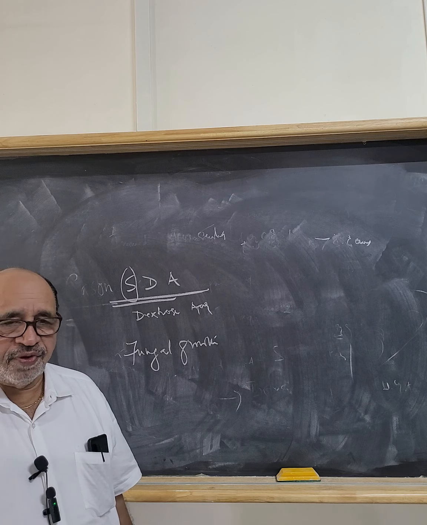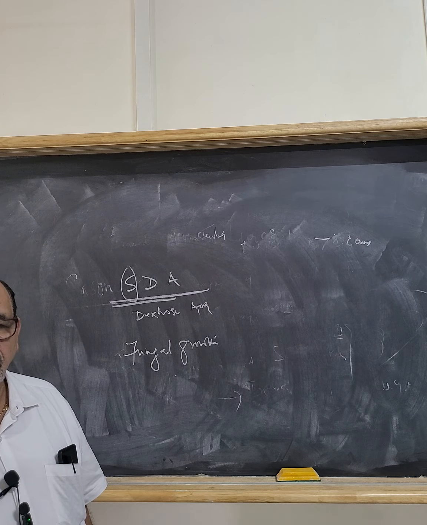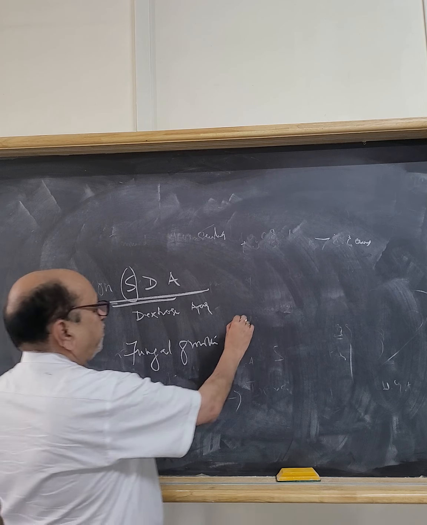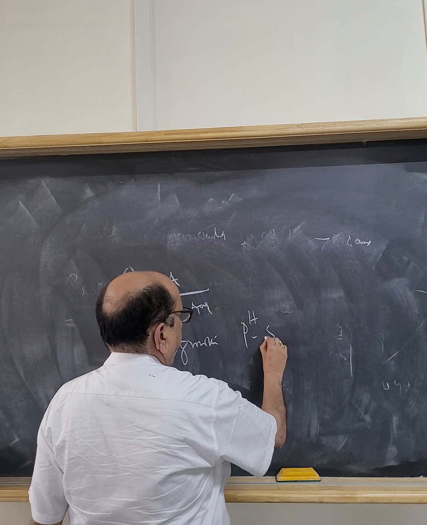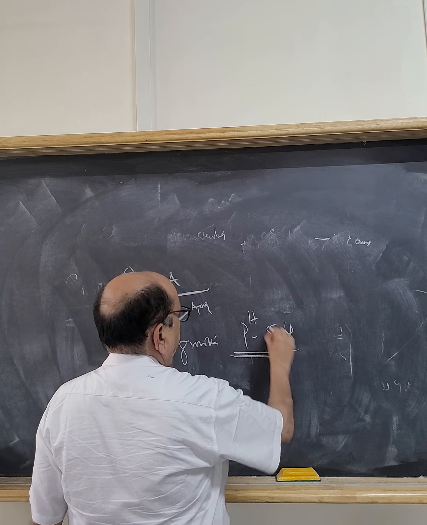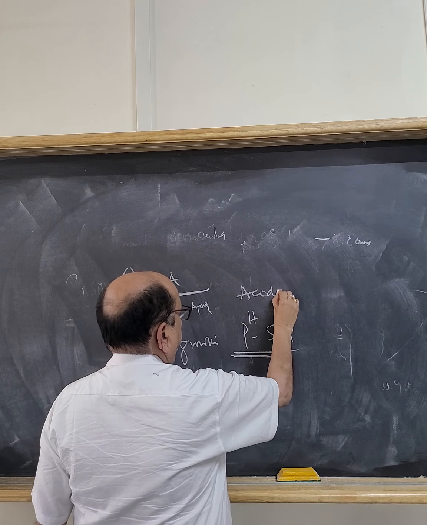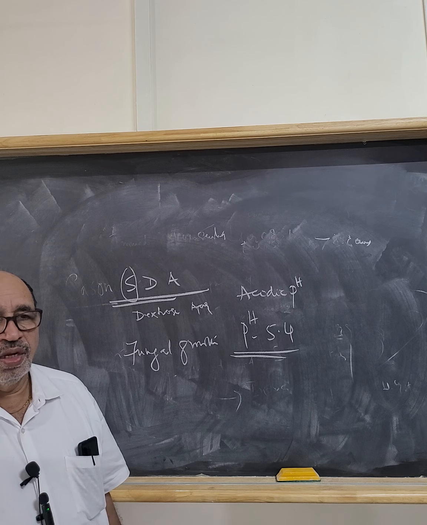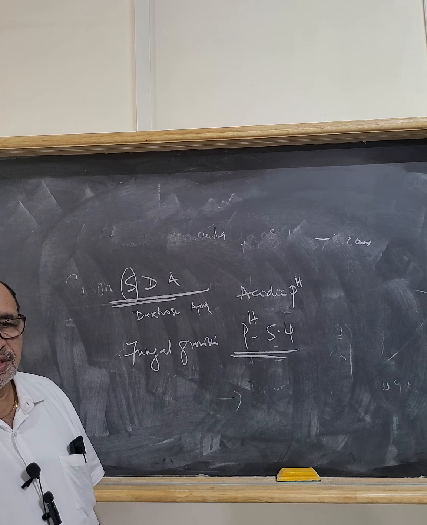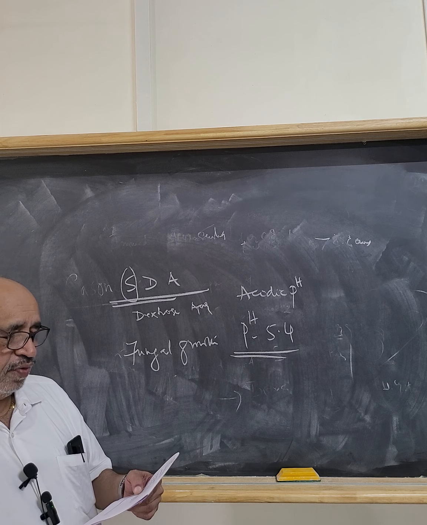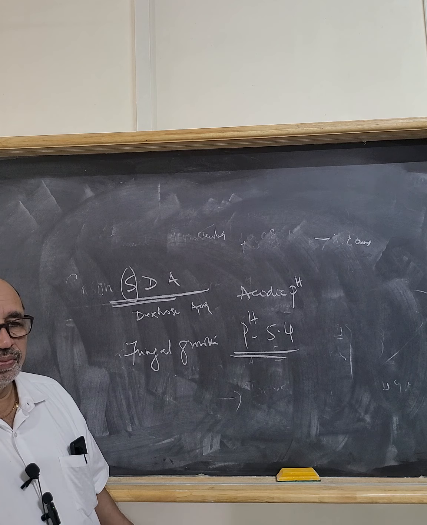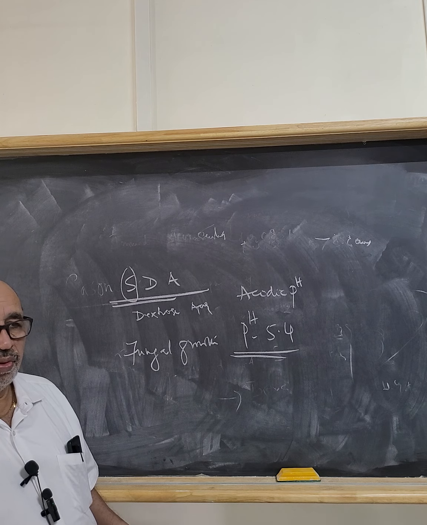Anybody, any idea why it is selected only for fungi? Bacteria will not grow in that. Any idea? Anybody knows? The pH is 5.4. Acidic pH. That's why it is used as a selective medium for fungal growth.